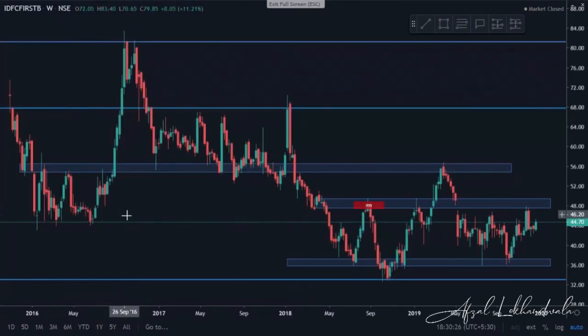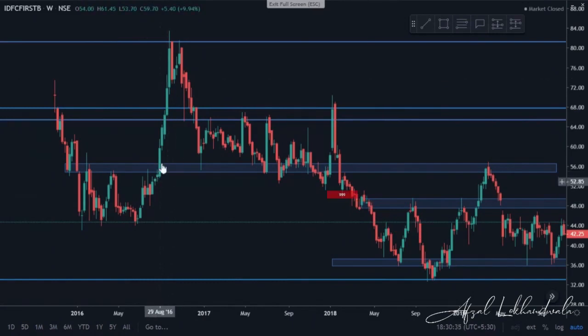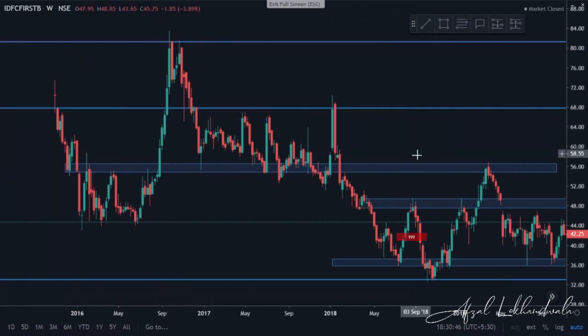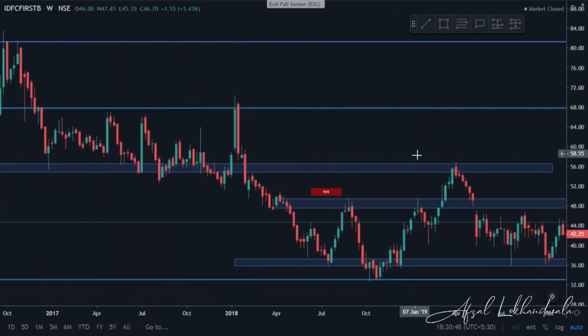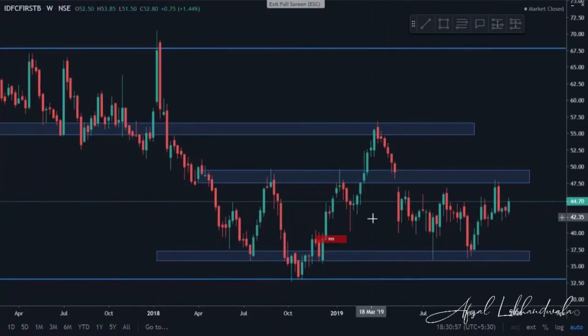Now if I see backdated charts and if I identify certain resistances like this, that is a support here. So these are older areas which are not quite relevant now. It doesn't mean that price will not behave when it comes to those areas. It just means that these areas are not as strong as the areas which we have identified right now.